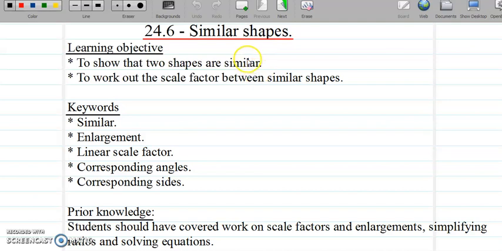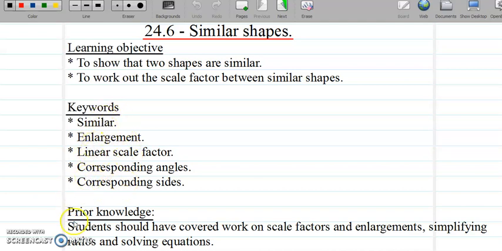Okay, in today's topic, we discuss similar shapes, and the learning objective is to show that two shapes are similar and also to work out the scale factor between similar shapes. And these are our key words we need to know.